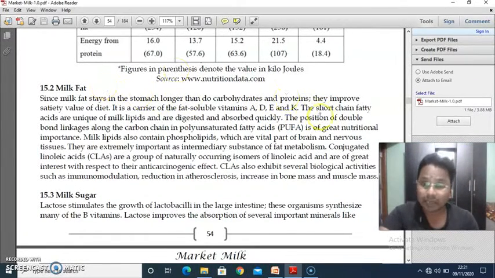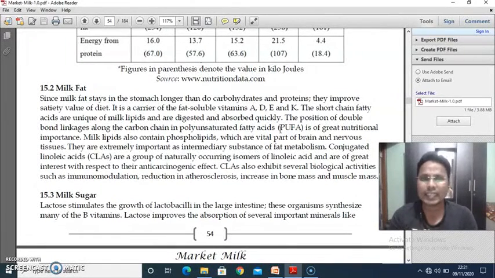in the milk fat. The short chain fatty acids are unique to milk lipids and are digested and absorbed quickly. It means that this milk fat generally contains the short chain fatty acids, which are unique to milk lipids, and they are digested and absorbed very quickly. The position of double bond linkages along the carbon chain in polyunsaturated fatty acids is of great nutritional importance.